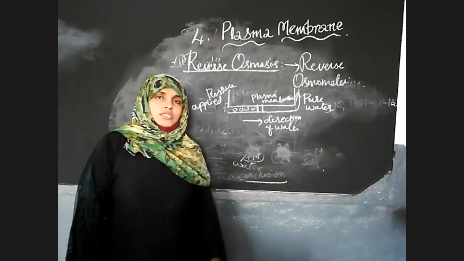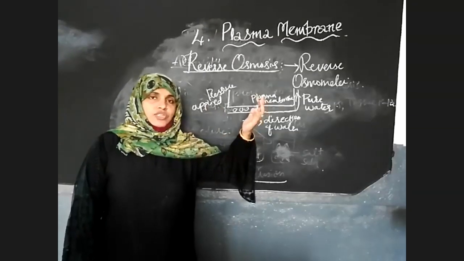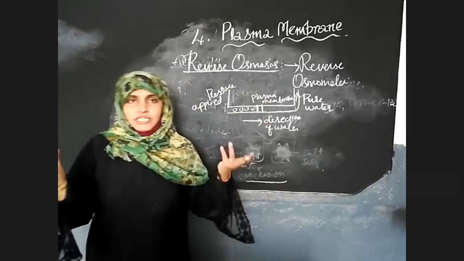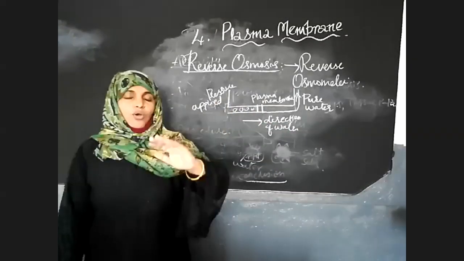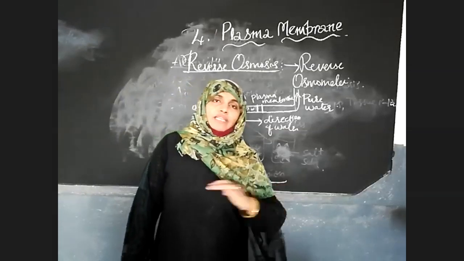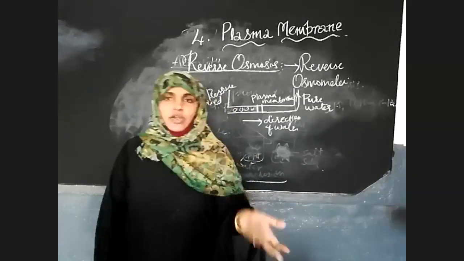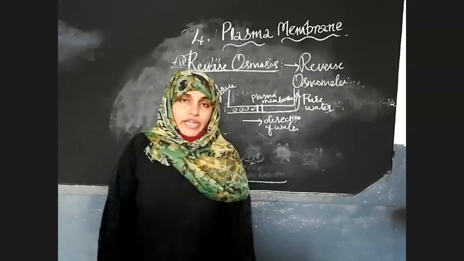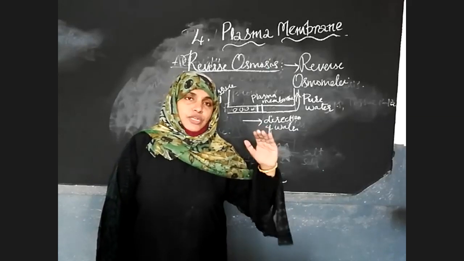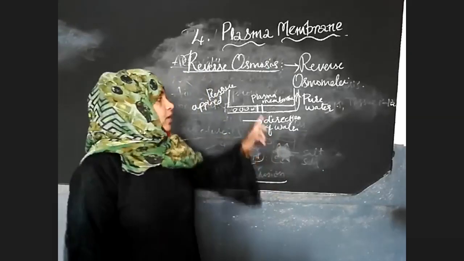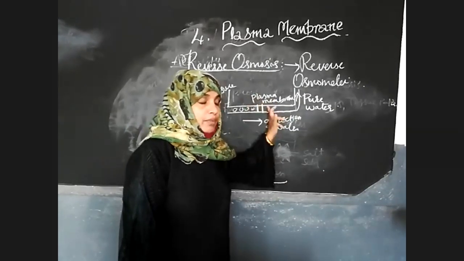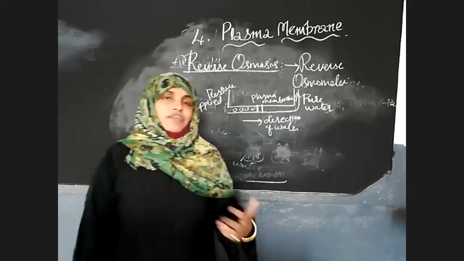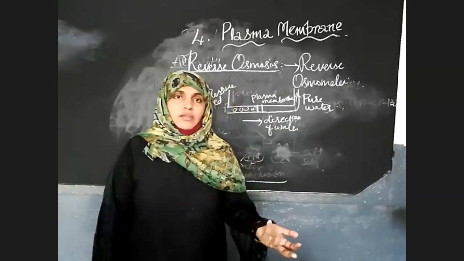What is reverse osmosis? Movement of molecules from high concentration region to low concentration region across the permeable membrane. What is the definition of diffusion? Movement of molecules from high concentration to low concentration region. But in diffusion, we don't require the plasma membrane. If it is there or not, it is not giving any problem. But in reverse osmosis, movement of molecules from high concentration region to low concentration region is across the plasma membrane or semi-permeable membrane.